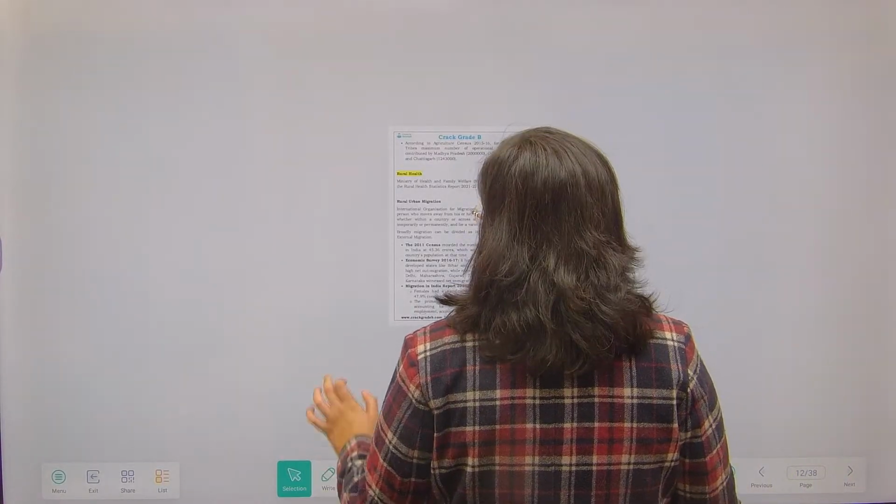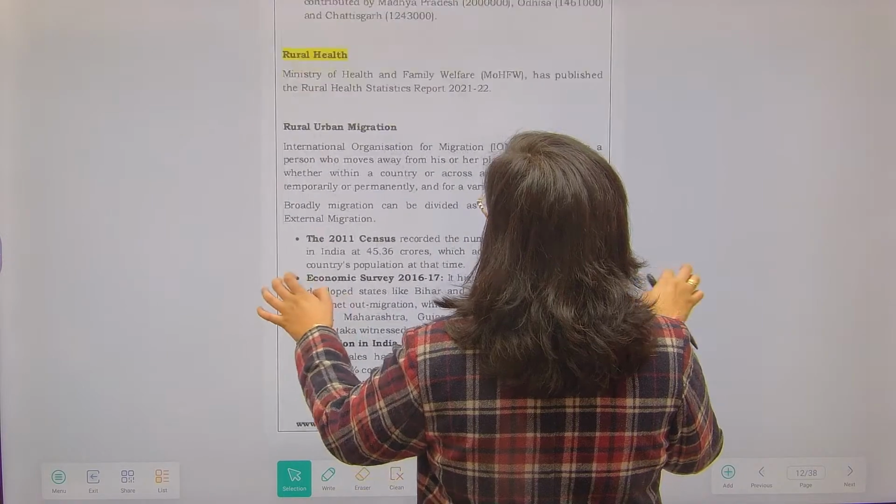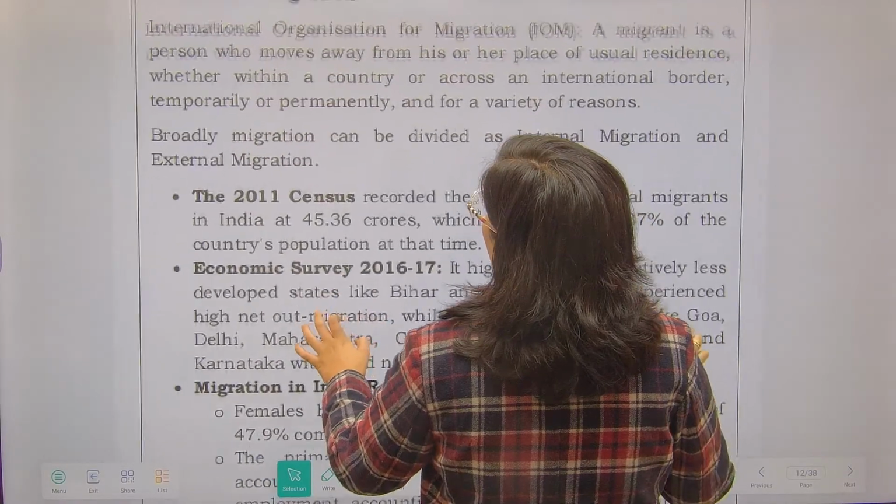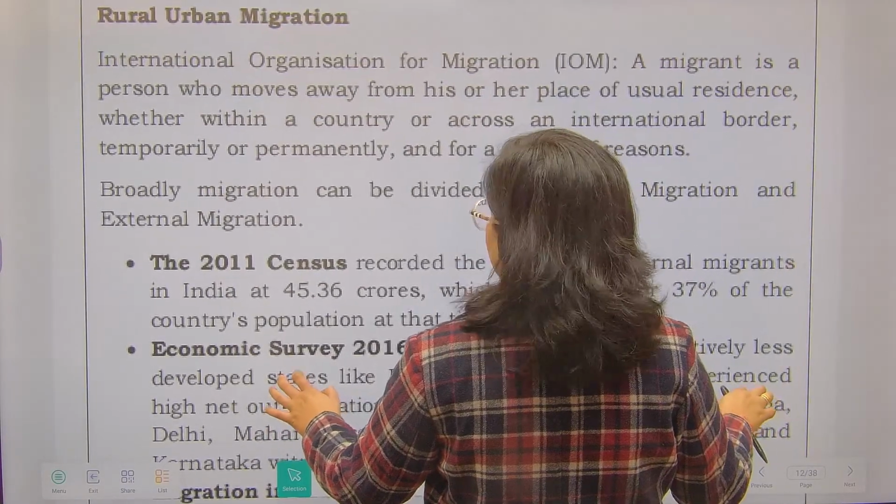Now we'll be moving ahead and talking about rural-urban migration.